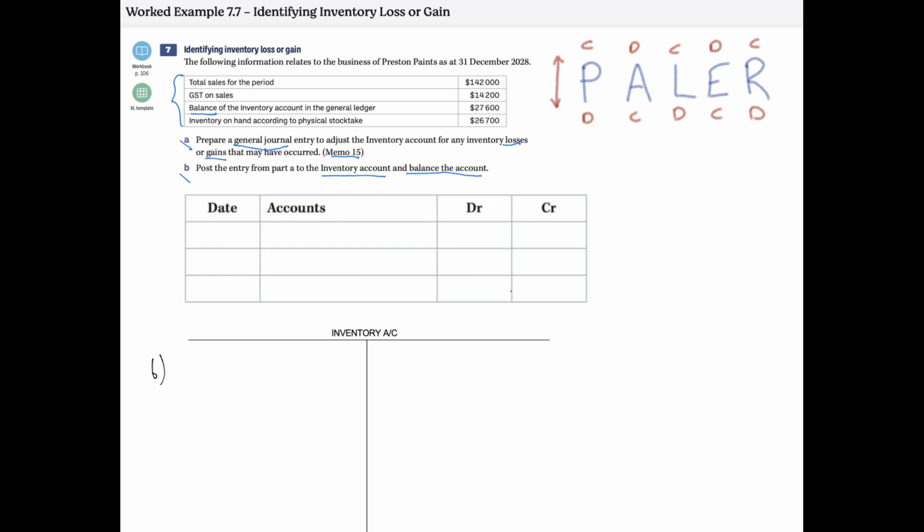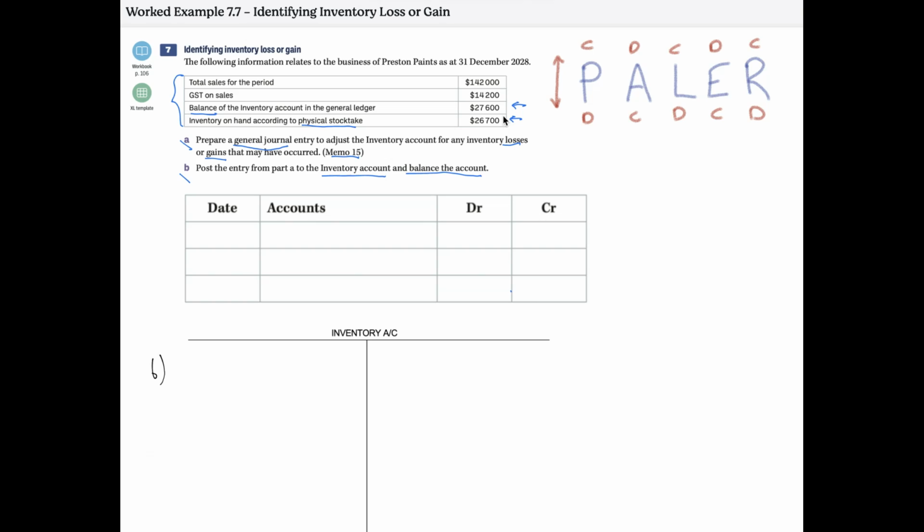We've been told the balance of the inventory account is $27,600. We've also been told that during a stock take or inventory count, we had $26,700 of inventory on hand. And that's actually all the information that we need. We've been told the sales, but that's almost been there to distract us, to maybe confuse us. In some questions it could be relevant, but in this case it's not.